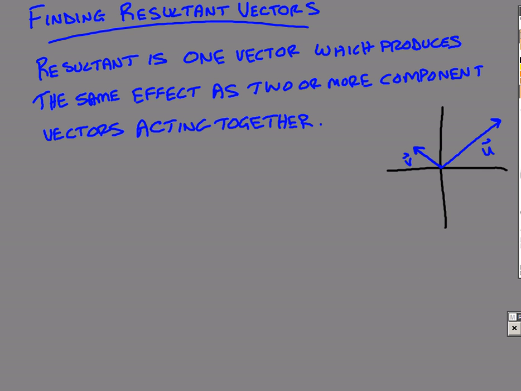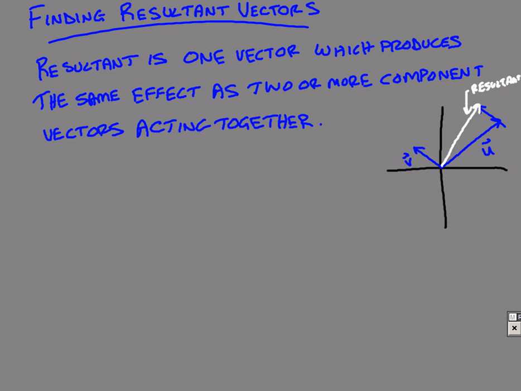Alright, we want to look at finding vectors, in this case finding resultant vectors. The resultant vector is the sum of two or more vectors. If we have vector u and vector v, and we put vector v tail to tip with vector u, then the resultant vector is whatever this vector would be when you go tail to tip. This right here is what the resultant would look like.